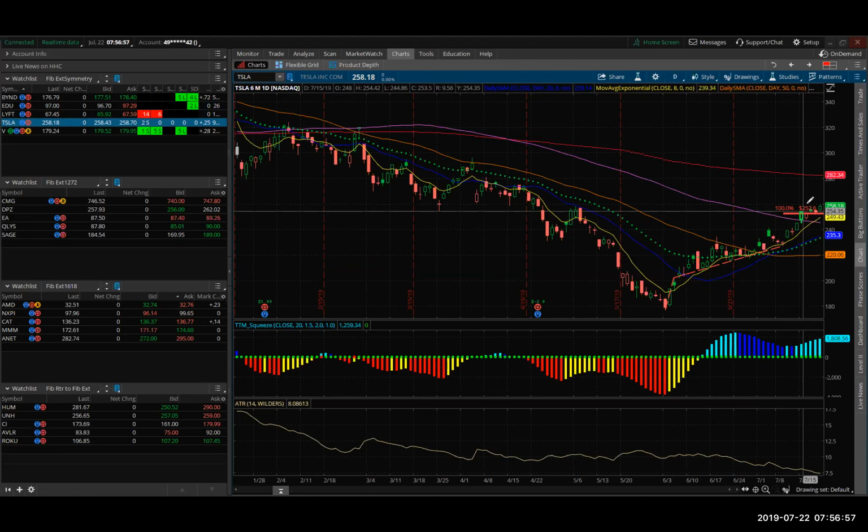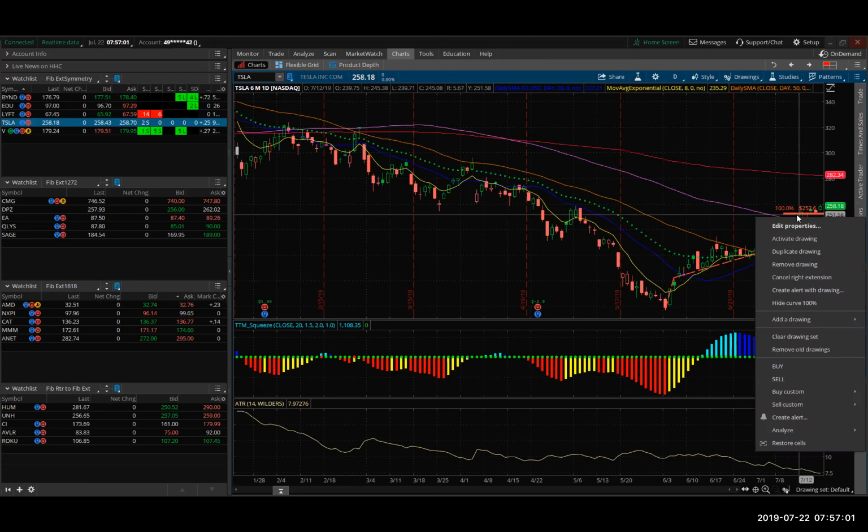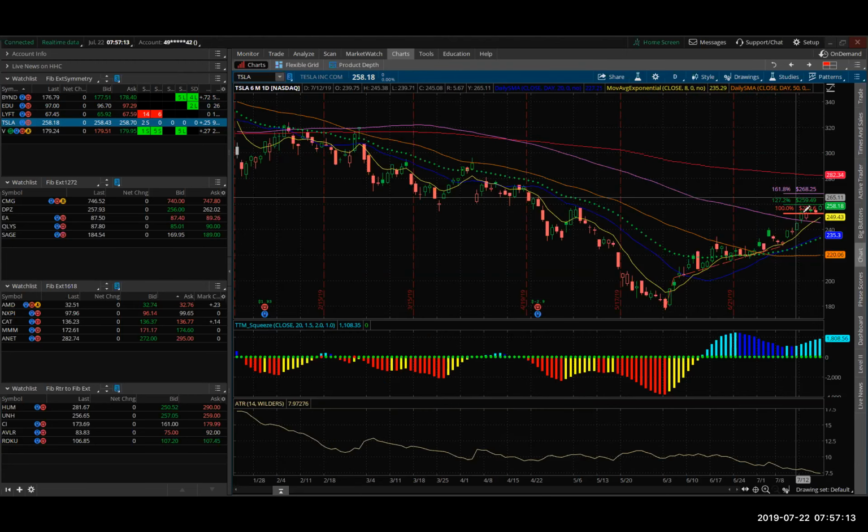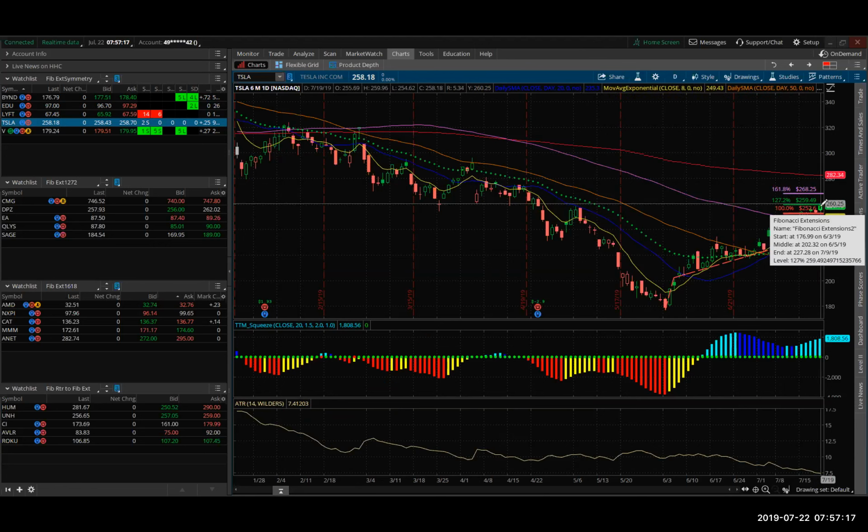Once it breaks through this level, now I want to see where it can go. That's when I go in and I add the other extensions. You go to Edit Properties, and you add the 1.272 and the 1.618. And that shows me once it breaks through where it can go. And look what happened. It literally hit that 1.272 and pulled back.